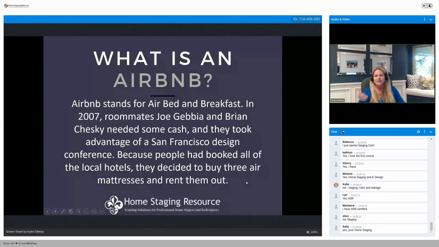And in 2007, I don't know if you know this, two roommates actually started it. They lived in San Francisco, where a design conference had sold out, and they basically rented three air mattresses in their space. And they thought, wow, this is cool. Anybody can do this. And they created the platform.